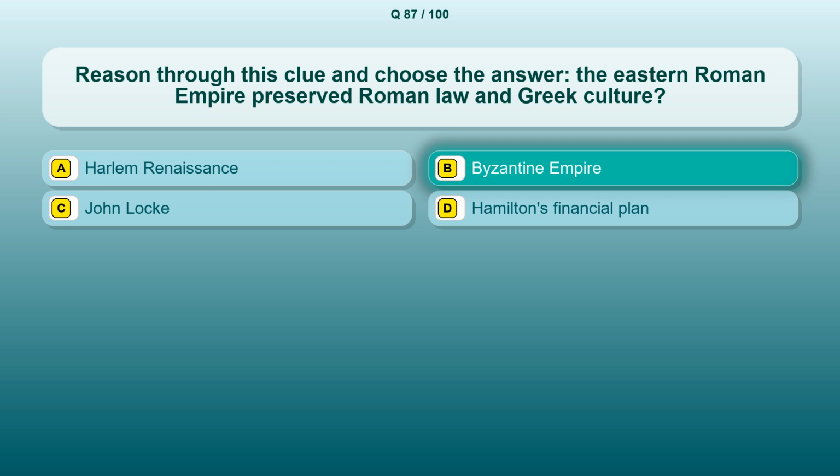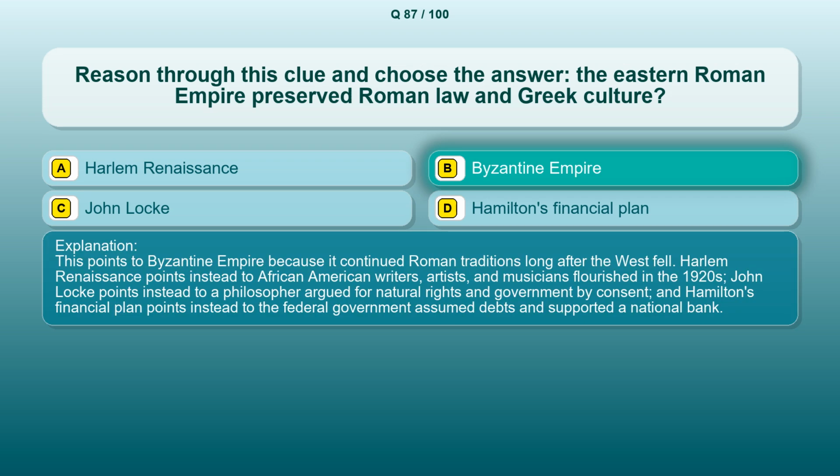The correct answer is option B, Byzantine Empire. This points to Byzantine Empire because it continued Roman traditions long after the West fell. Harlem Renaissance points instead to African American writers, artists, and musicians flourished in the 1920s. John Locke points instead to a philosopher argued for natural rights and government by consent, and Hamilton's financial plan points instead to the federal government assumed debts and supported a national bank.